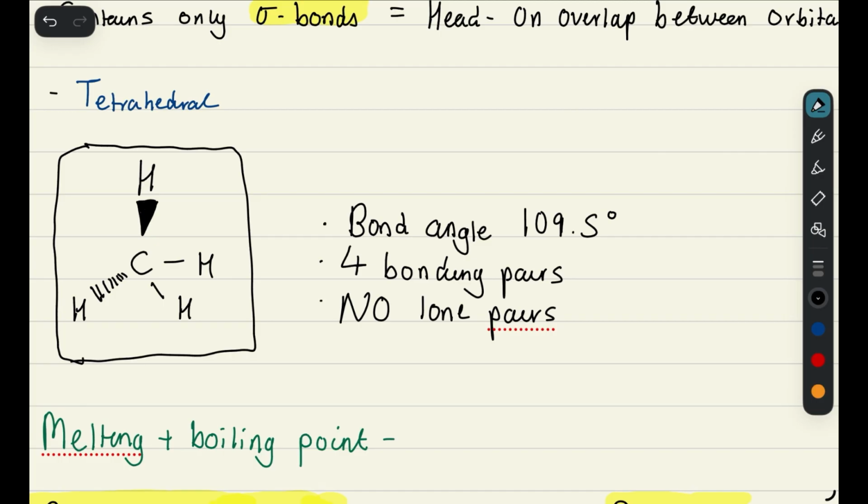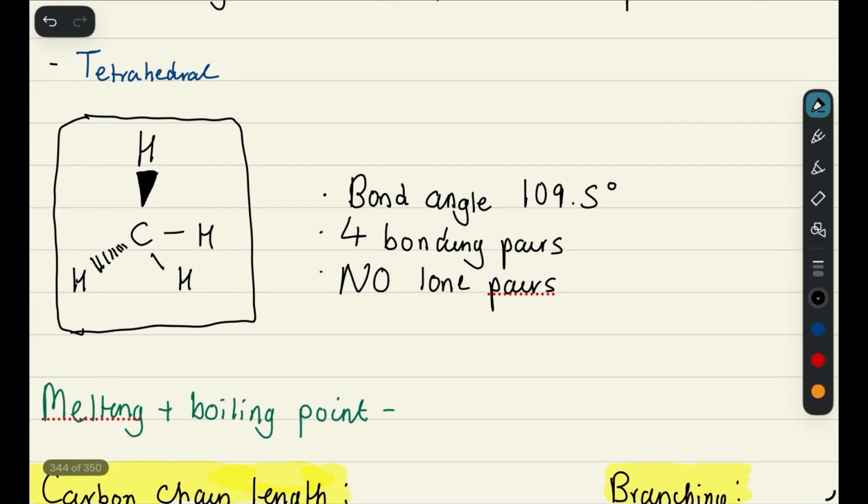So whenever you're looking at that, I believe this dashed one means it's behind the page. This solid one means it's in front. And then the normal line just means it's in line with the page. So make sure that you are aware of that. And then again, thinking back to module 2, with tetrahedral, the bond angle was 109.5 degrees. There are 4 bonding pairs and no lone pairs. That is how you're going to justify the tetrahedral shape. So make sure that you are doing a review of module 2 for that.